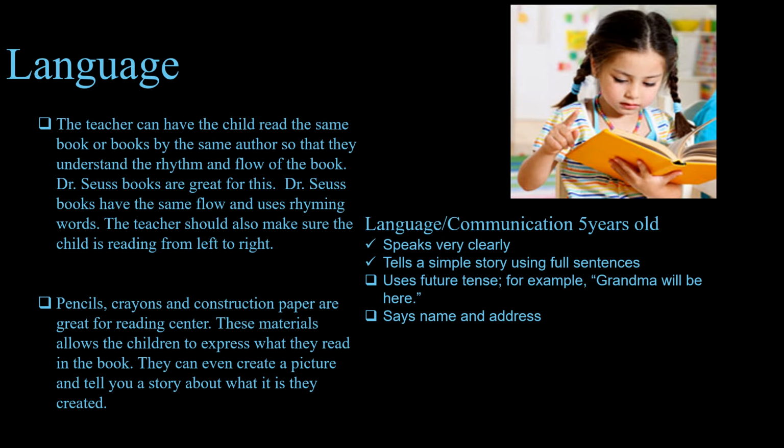And the teacher should also make sure that the child is reading from left to right. The materials I would add would be pencils, crayons, and construction papers. These materials allow the children to express what they read in the book. They can even create a picture and tell you a story about what it is that they created. So they're coming up with stories. That's very good for language, and they're confident. It's their picture, so they're telling you what's going on.